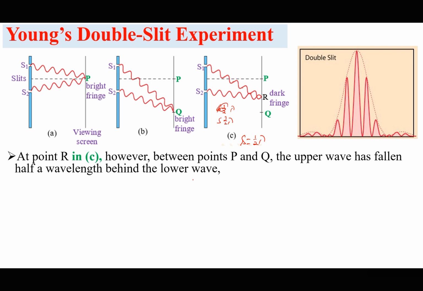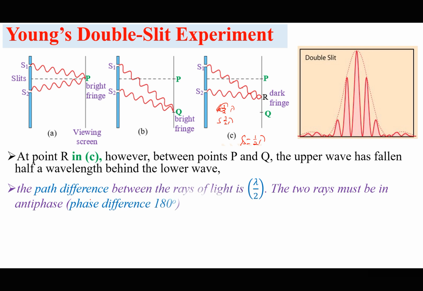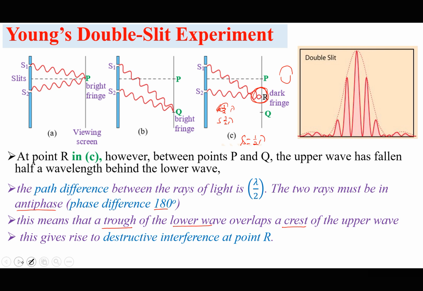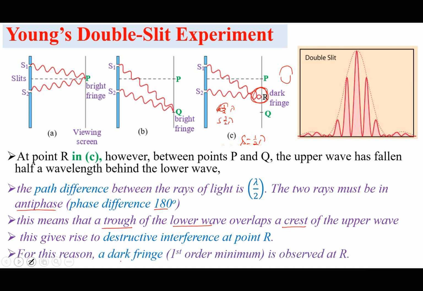So this therefore means that the path difference between the rays of light is going to be lambda over 2. The two rays must be in antiphase. We call this antiphase, or 180 degrees out of phase. So this means that if a trough of the lower wave overlaps with the crest of the upper wave, and the diagram also shows that. If you look at this point here, it's like a crest is overlapping with a trough as the waves reach point R. So in that case, we say destructive interference has occurred at point R. And whenever we have destructive interference for light waves, this results in what we call a dark fringe.